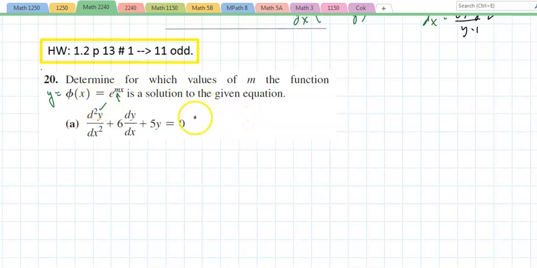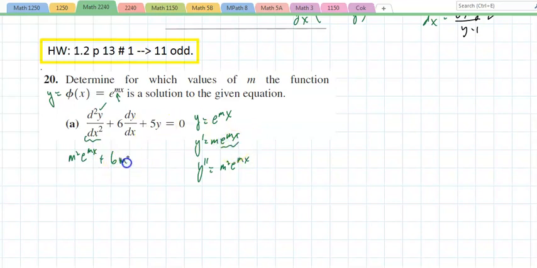So if they're saying y equals e to the mx, then y prime is m times e to the mx, and y double prime is m squared e to the mx. That's how you take a derivative. If you substitute in, that is m squared e to the mx plus 6 times the derivative, m e to the mx, plus 5 times e to the mx equals 0. I could factor e to the mx out of this. That would be m squared plus 6m plus 5, a quadratic.